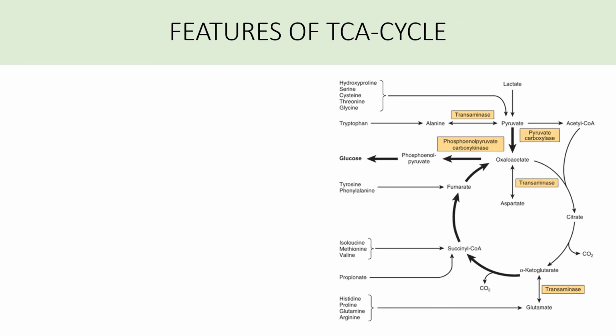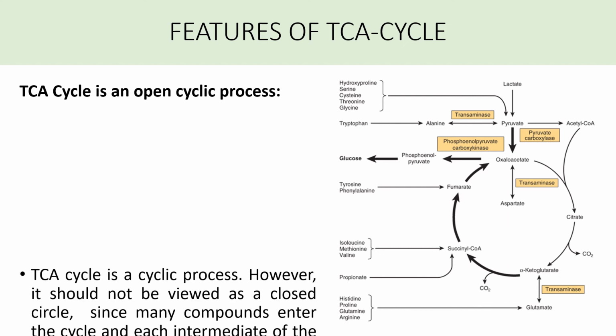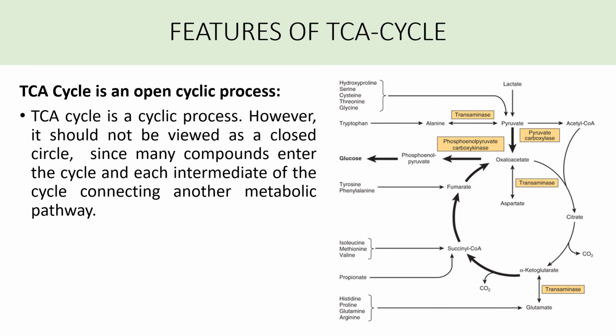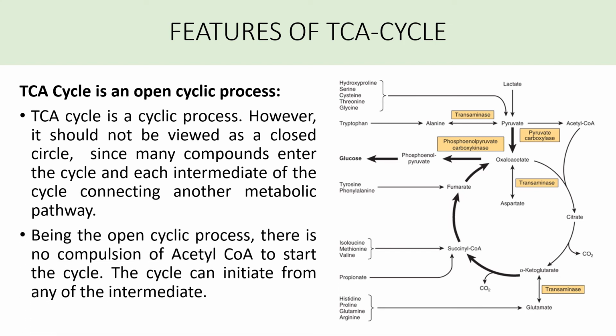Moving on to the features of TCA cycle. TCA cycle is an open cyclic process. TCA cycle is a cyclic process, however, it should not be viewed as a closed circle since many compounds enter the cycle and each intermediate of the cycle connects to another metabolic pathway. Being an open cyclic process, there is no compulsion of acetyl coenzyme A to start the cycle. The cycle can initiate from any other intermediate.